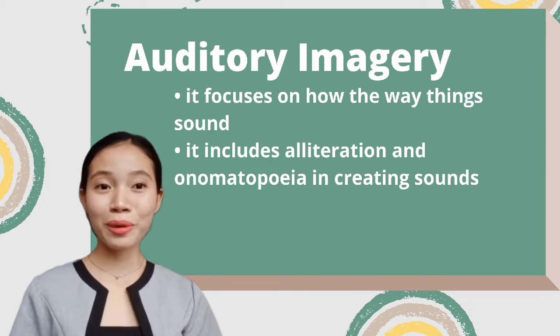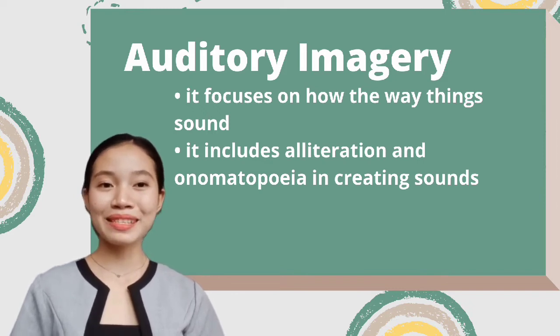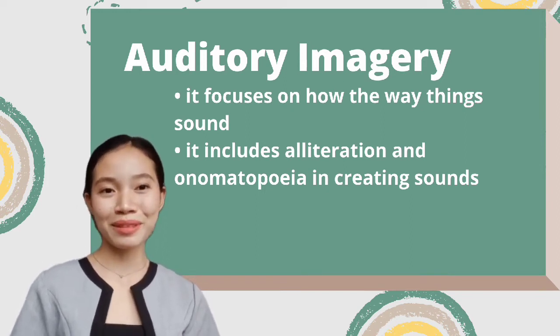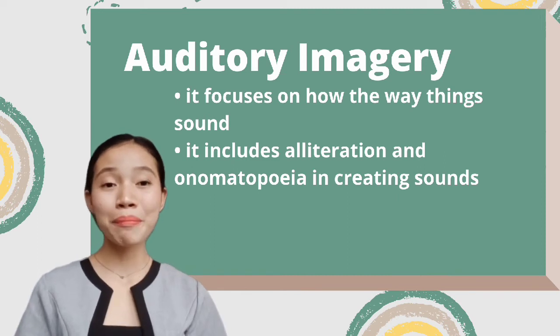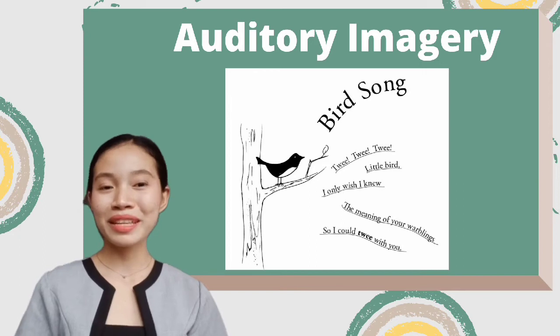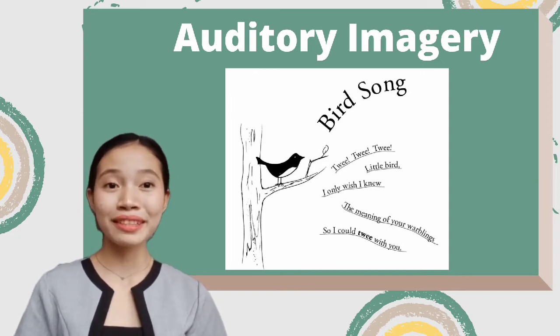Next, we have auditory imagery. It focuses on how things sound. It also includes alliteration and onomatopoeia in creating sounds. So for example, we have here a poem entitled Bird Song by Barbara Vance. And we can easily notice that it is a bird because of its sound, tweet, tweet, tweet.